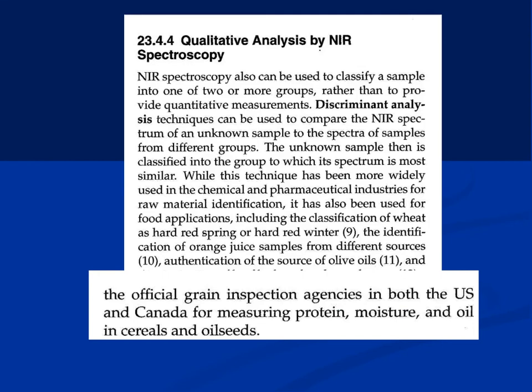What we need to do is just show you that NIR is used in various ways. In chemical and pharmaceutical industries they use this technique a lot, and now it has been used in food applications for determining the wheat variety actually. So we can detect identification of orange juice samples from the sources, authentication of source of olive oil. So you can go very deep into that, and it's a kind of fingerprint.